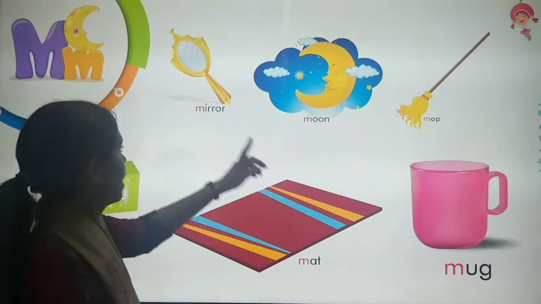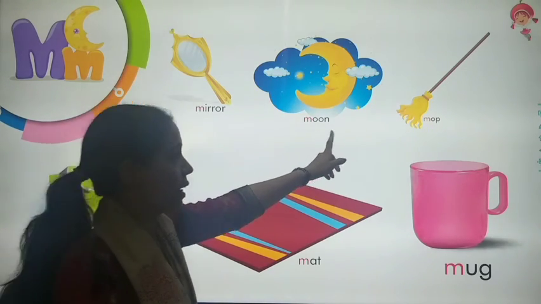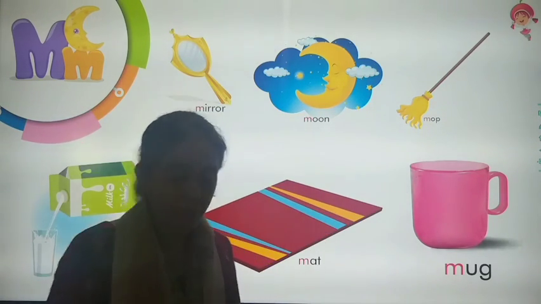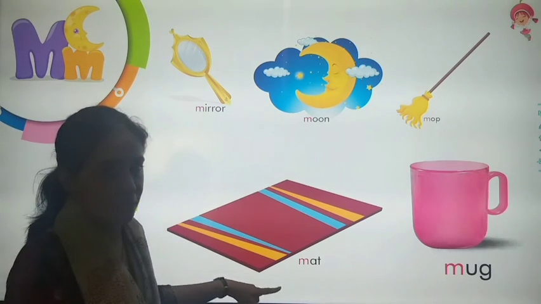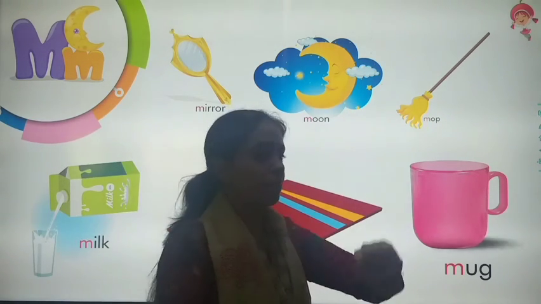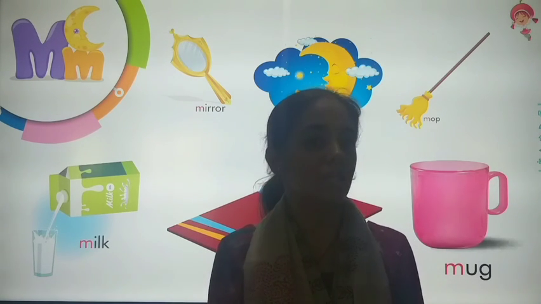Once again, M for mirror, M for moon, then M for mop, then M for milk, M for mat and M for mug. So my dear students, please learn all the objects which are related to M.